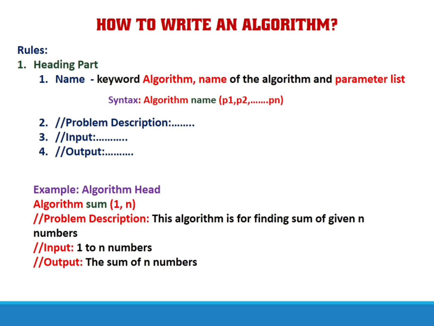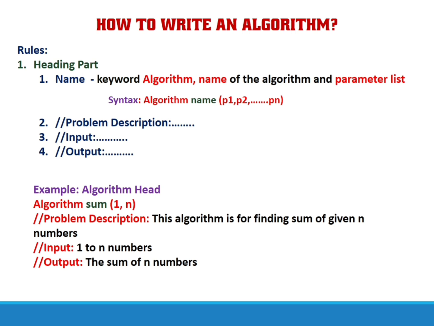Generally, comment statements are non-executable statements. In the problem description statement, we can mention what problem is to be solved and for what problem the algorithm is designed. In the input statement, we can mention what the inputs to be given initially for the algorithm execution are. And in the output statement, we can denote the expected output of the algorithm.